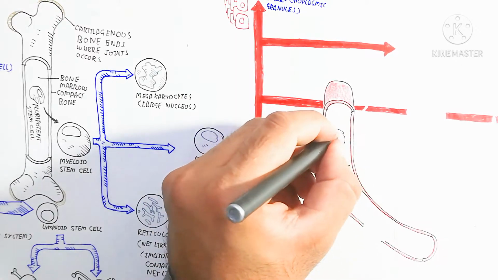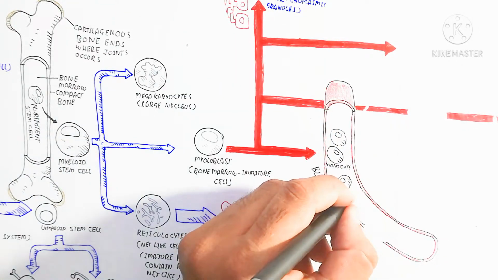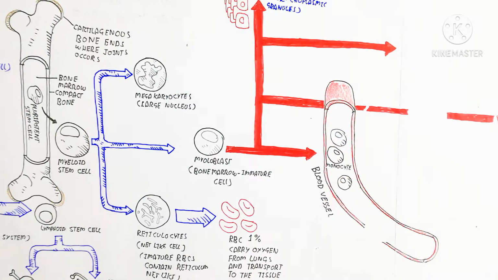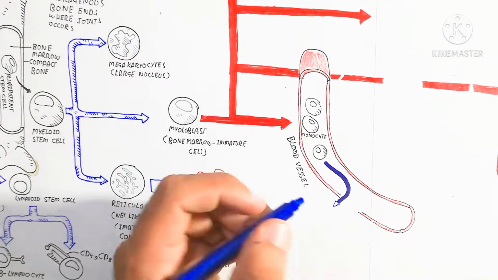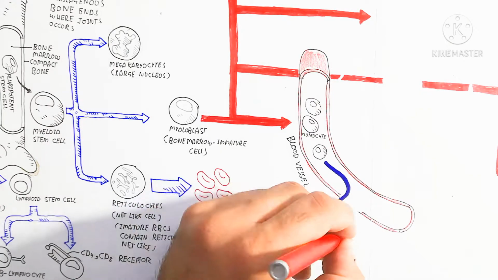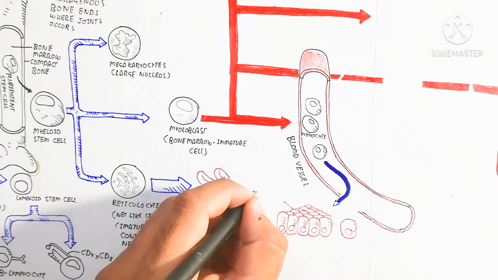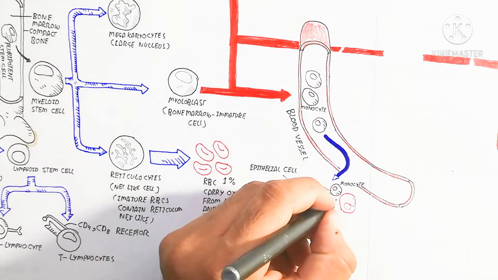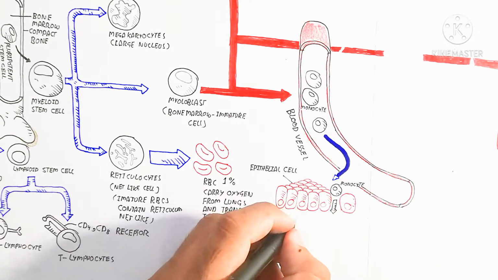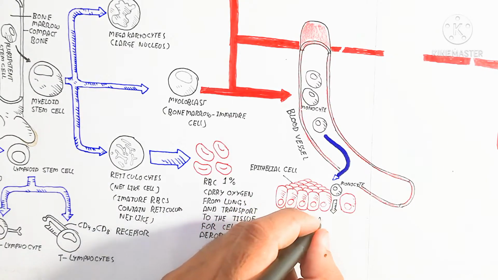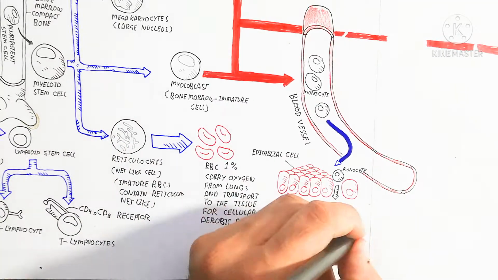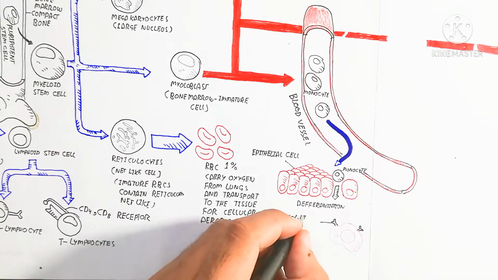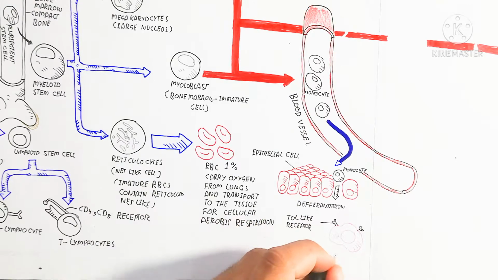And here is the blood vessel. This blood vessel contains a monocyte, which is produced after differentiation from the myeloblast, and it circulates in the blood vessel. During chemokine production from the tissue, it goes to reside in the tissue, proliferates and differentiates into the macrophage. So the monocyte is the precursor of the macrophage.